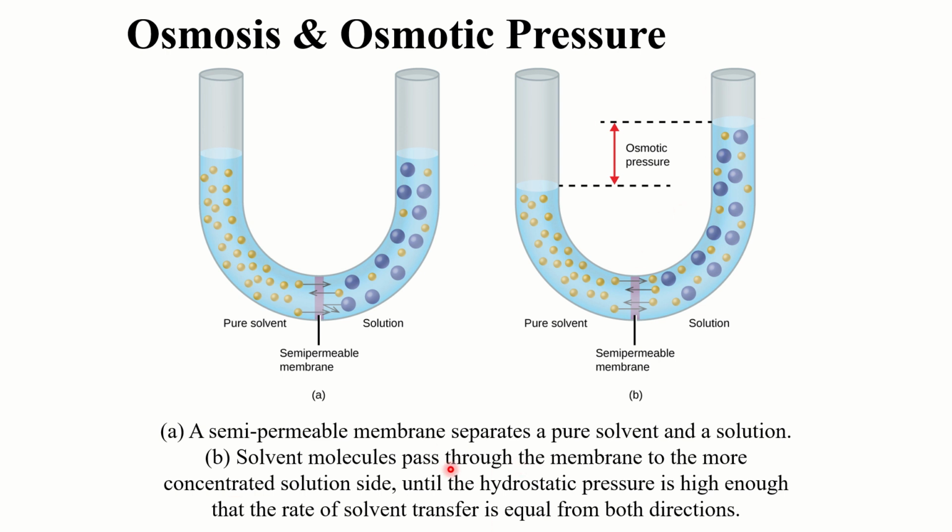So that's what it means here, until the hydrostatic pressure is high enough that the rate of solvent transfer is equal from both directions. Eventually, you will hit a point where, yes, solvent is going to move from left to right in an effort to equalize the concentrations, but you will also have some solvent moving from right to left simply because there's too much pressure. There's too much solution on the right side pushing on that membrane. And so when that solvent transfer is equal, that's where we define the osmotic pressure. It's when the hydrostatic pressure is high enough that the rate of transfer is equal from both directions. So this is our osmotic pressure, and this osmotic pressure is a colligative property that will change depending upon the identity of the solute.